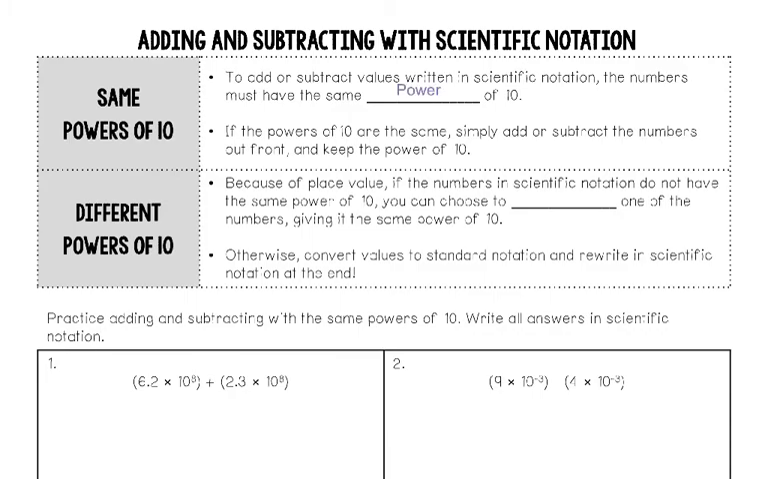The first step to add numbers written in scientific notation is that the numbers have to have the same power of 10. If the numbers have the same power of 10, you can just add or subtract the rational numbers out front and then keep that same power of 10. Let me give you an example.